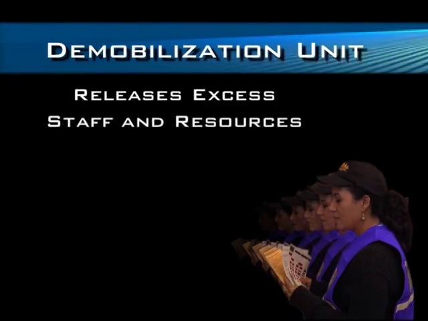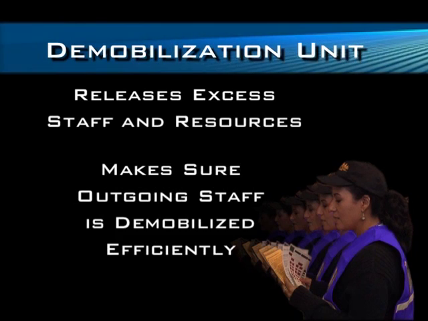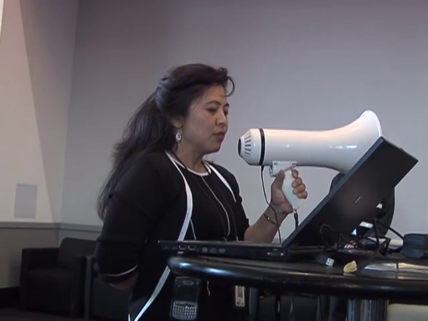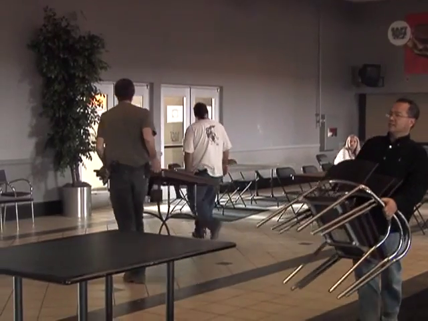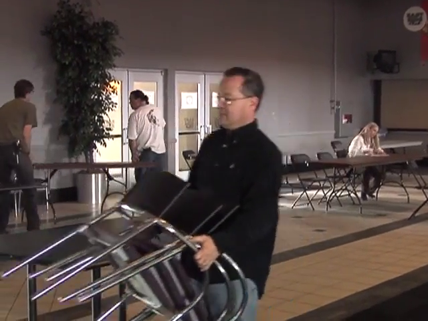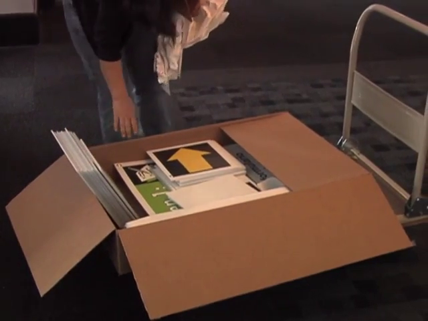The demobilization unit would focus on releasing excess staff and resources early if appropriate, and would make sure that the regular outgoing staff is demobilized efficiently. Once the decision is made to end the operation and close the pod, the demobilization team should be ready with an effective demobilization plan.